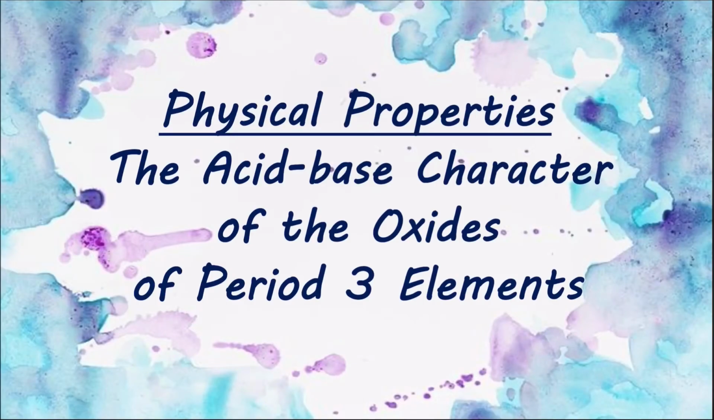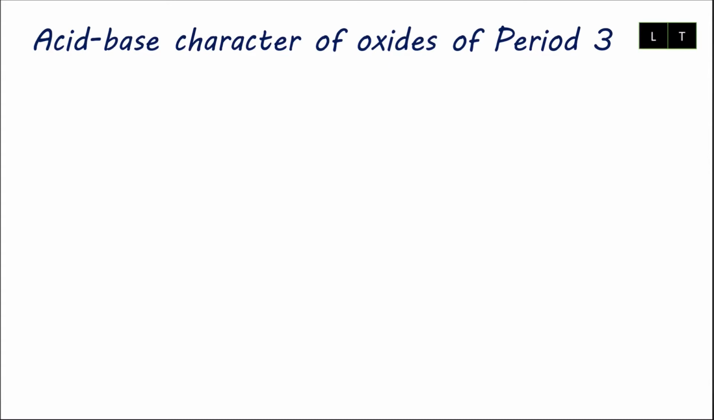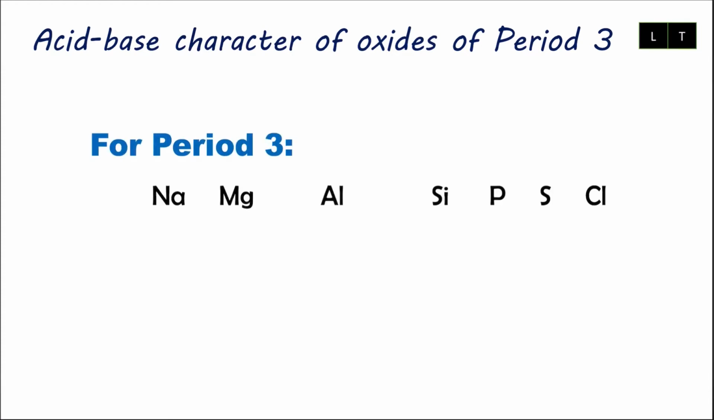Assalamualaikum. Hi guys. In this video, we are going to focus on physical properties, basically the acid-base character of the oxides for period 3 elements. So, dalam bahagian acid-base character, kita akan tentukan hanya untuk elements daripada period 3. So, period 3 starts from sodium, from left to right until chlorine.